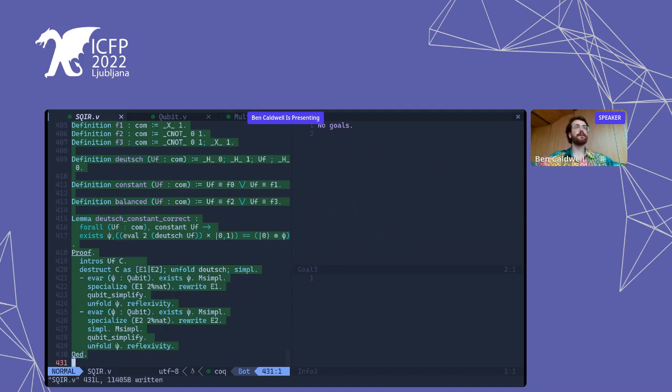Do you have, not in the book, but do you have a proof for Deutsch-Jozsa? Multiple proofs of Deutsch-Jozsa, both in the QuIRE and SQIR projects.